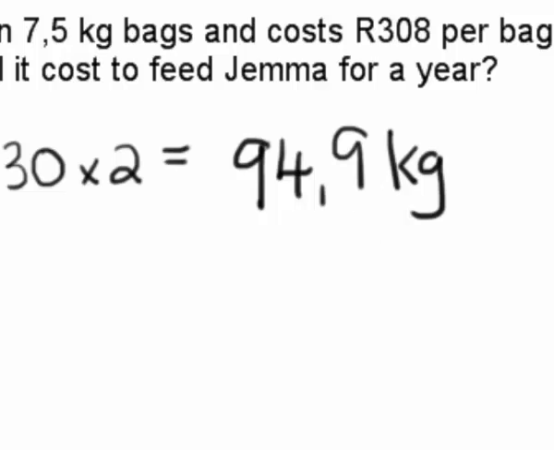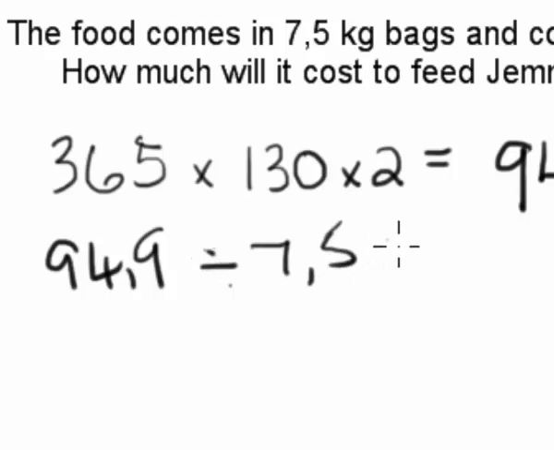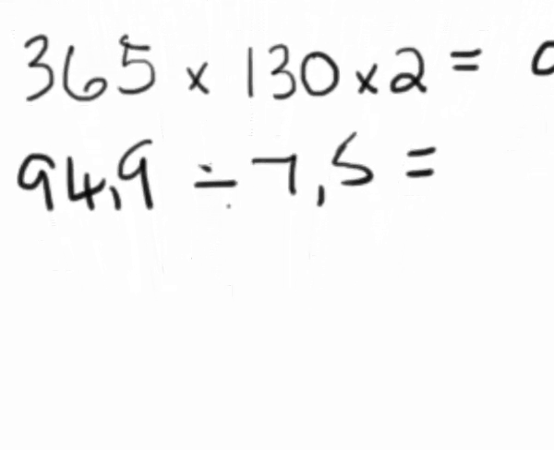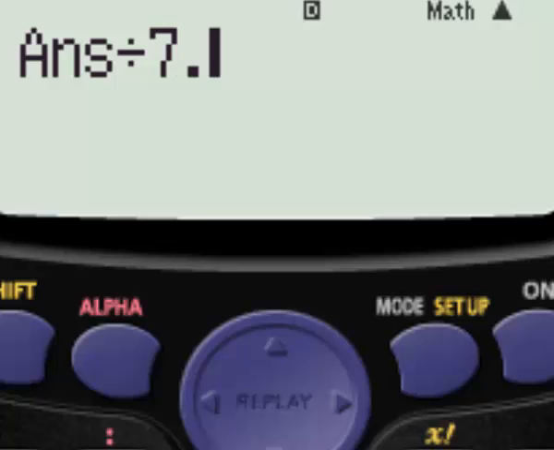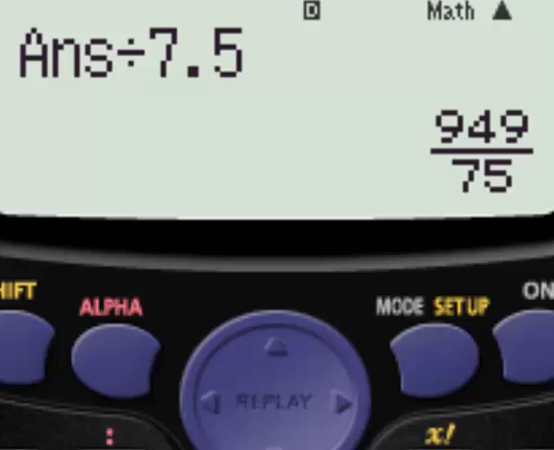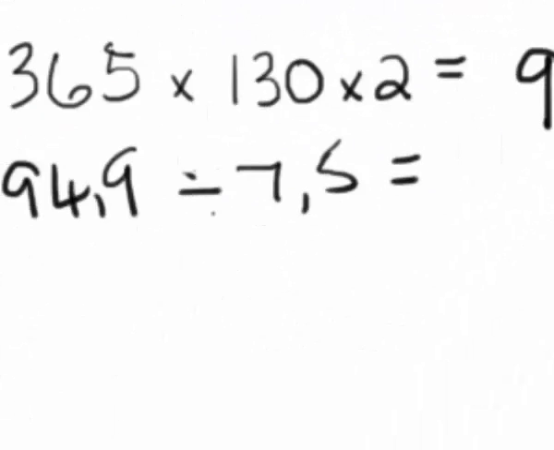So what are we going to do? We've got to take the 94.9. So go 94.9 kilograms, and we're going to divide it by each bag is 7.5. So let's see what that is. We've got our answer on our calculator. So we're just going to go divide by 7.5, and that gives us, we change that to our decimal, 12.65 bags. So that of course is an approximate amount.